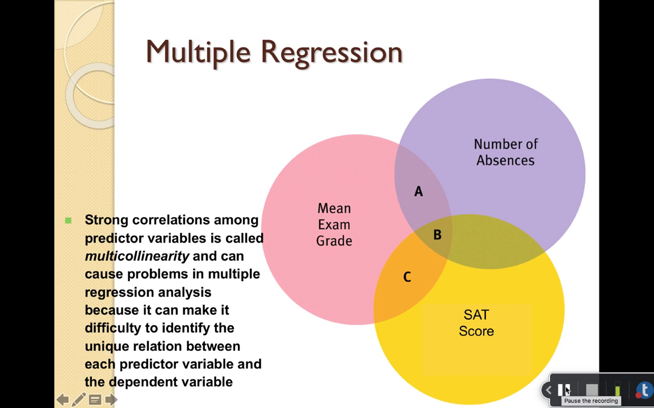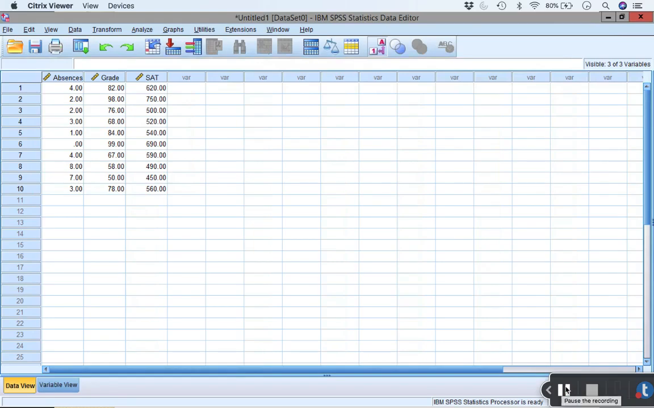When we have strong correlations among our predictors, we run into an issue called multicollinearity, and this can give us problems in multiple regression. It can make it difficult to determine what the unique relationship is between each predictor and the dependent variable. So you can see here on this Venn diagram, I'm trying to explain exam grade, the pink circle over here. I want absences and SAT to both be related to this pink circle, but I want to minimize the amount of overlap between absences and SAT. I want to explain a unique proportion of exam grade and not too much overlap here.